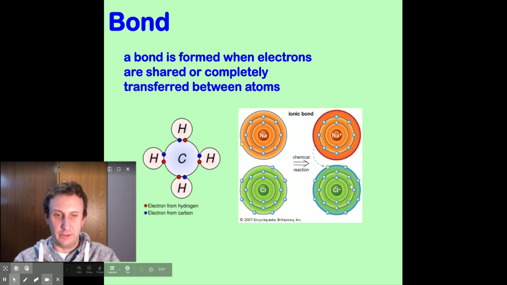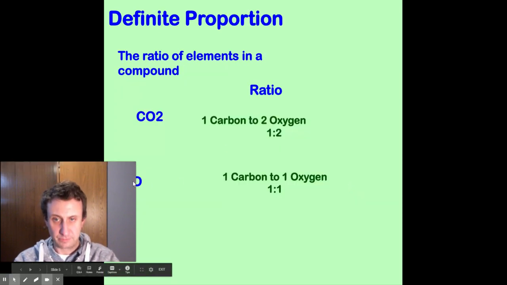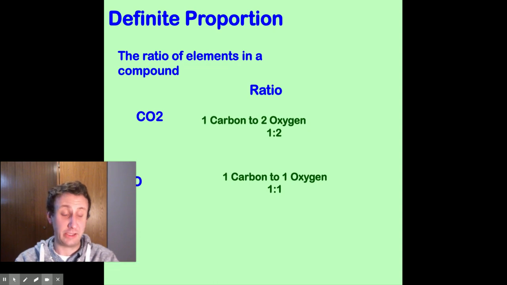Okay, so moving forward. So definite proportions, basically, whenever I take a look at a compound, it's always going to be the same ratio between the elements in the compound. So for example, if I look at CO2, it's always going to be one carbon to two oxygen. This is the law of definite composition, that I always have the exact same ratio of one element to another element within a given compound.